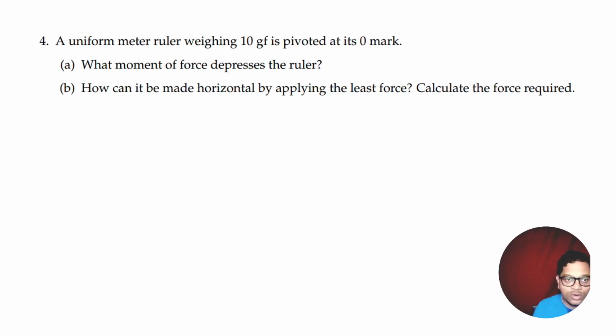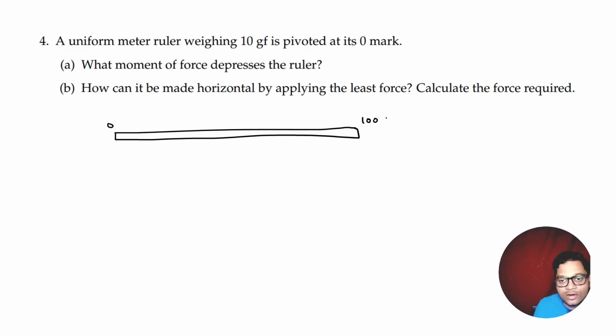A uniform meter rule weighing 10 gram force is pivoted at the 0 mark. Again, we go by what we have discussed earlier. This is 0, this is 100 centimeter. Because this is a uniform meter scale, the weight of the scale will act at 50. So this is 50 centimeter, and that's where the weight is acting. Now the scale is pivoted at the 0 centimeter mark. Obviously the scale will fall this way because the weight of the scale is going to bring it down. They are asking what moment of force depresses the rule.